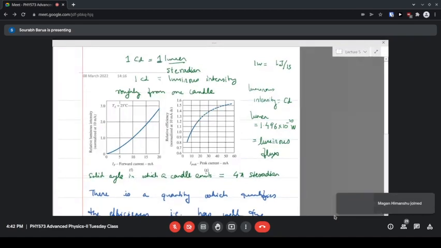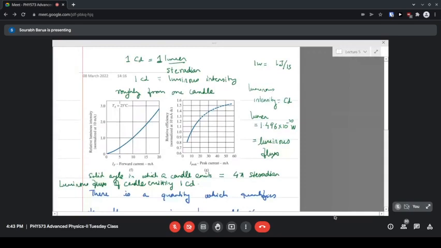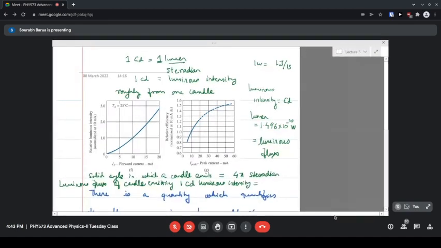So how many lumen is this candle emitting? So what would be the luminous flux of a candle emitting 1 candela of luminous intensity?